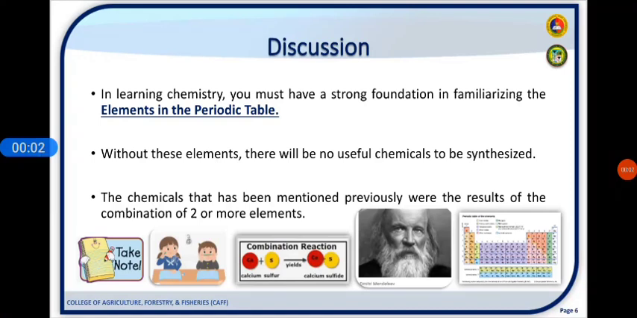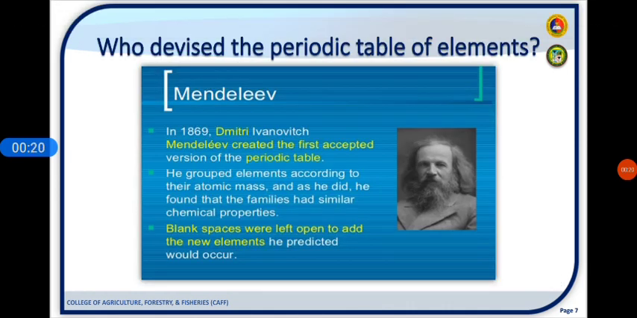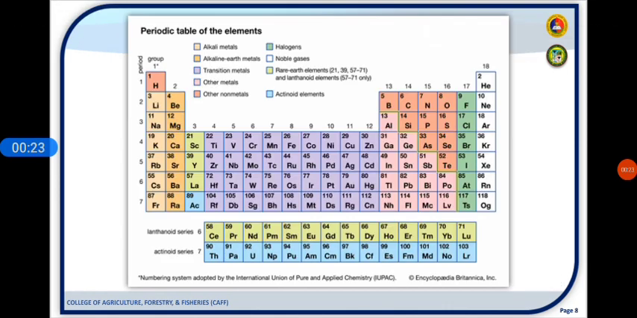In learning chemistry, you must have a strong foundation in familiarizing the elements in the periodic table. But what does the periodic table of elements actually mean? In chemistry, it is the organized array of all the chemical elements in order of increasing atomic number. So let me just show you. Here is your periodic table of elements. So what you can see, you have the atomic number 1, hydrogen. Atomic number 2, we have helium. Okay, and atomic number 3, we have lithium.